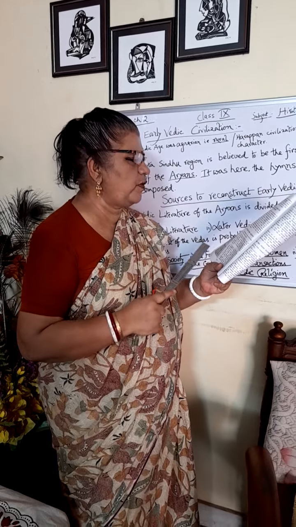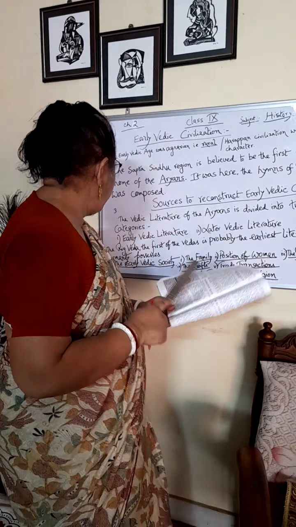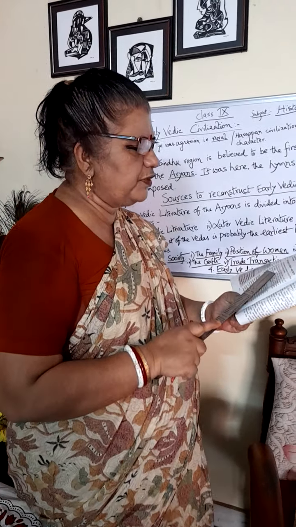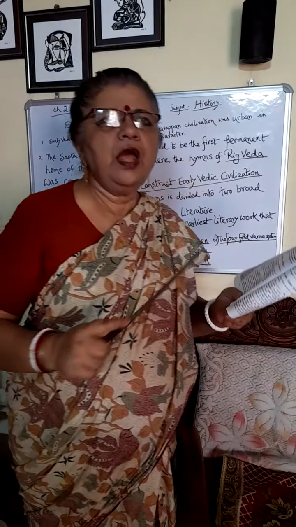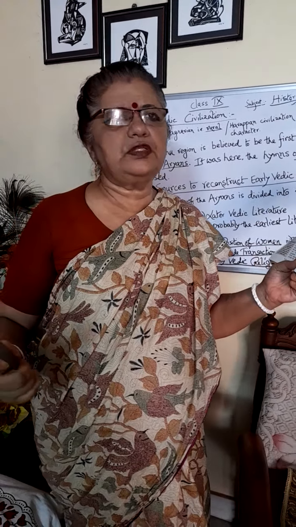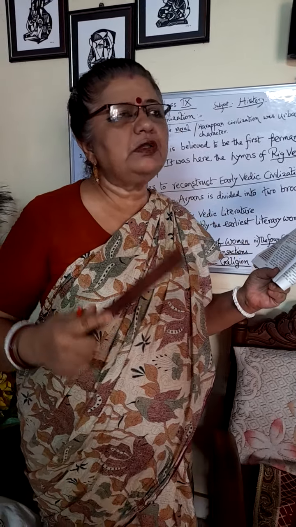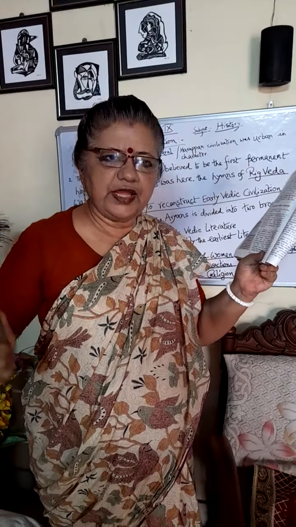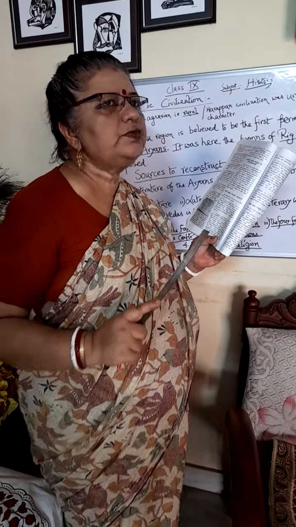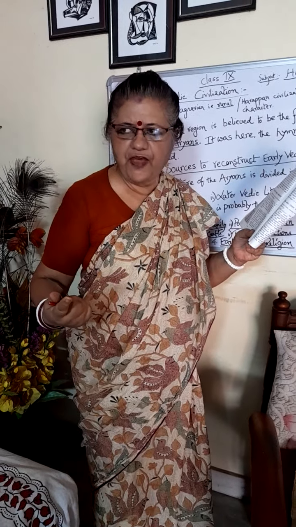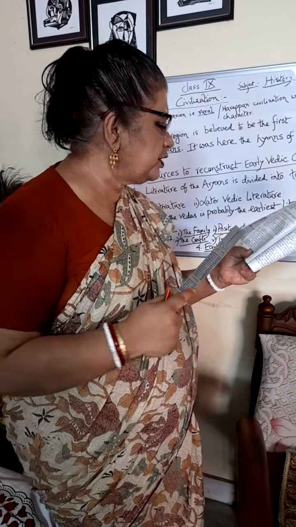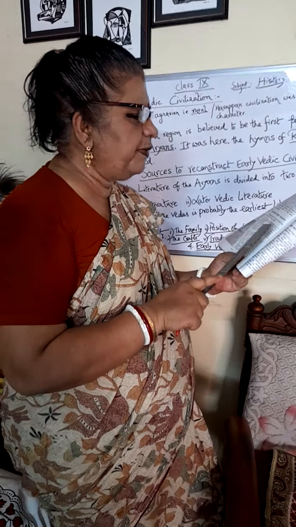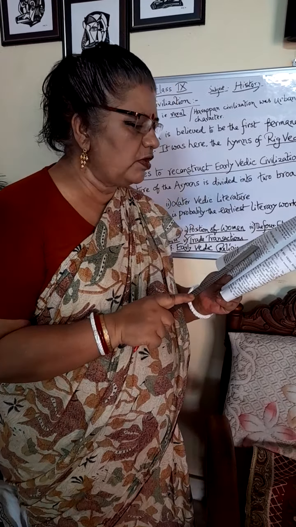Now, the next point, the early Vedic society, very important. The basic unit of the social structure was the family. In the 21st century also, the family is the main center around which the entire society revolves. Just think of your own family. Family plays a very important role. The basic unit of the social structure was the family.